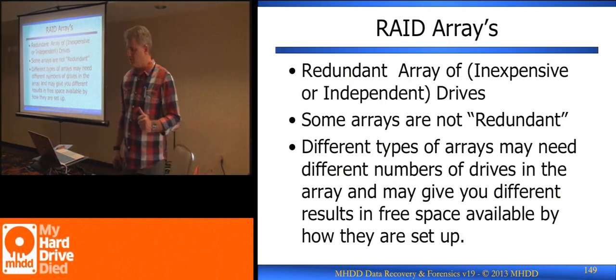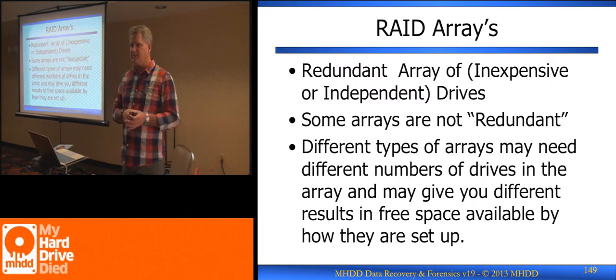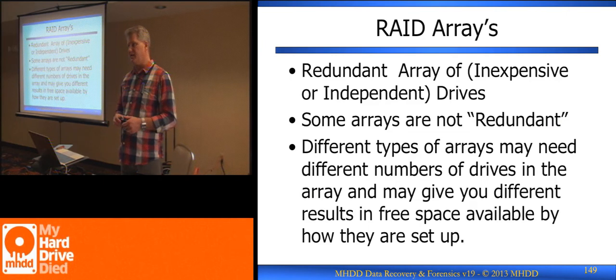So RAID, some RAID arrays are not redundant. That's one of the problems. Now, when you're talking about RAID, you're talking a redundant array of inexpensive or independent drives, devices. I've heard both comments. I've heard it said both ways. I've seen it in documentation both ways. And I think it started out as inexpensive, but somebody's boss said, where's the inexpensive part?